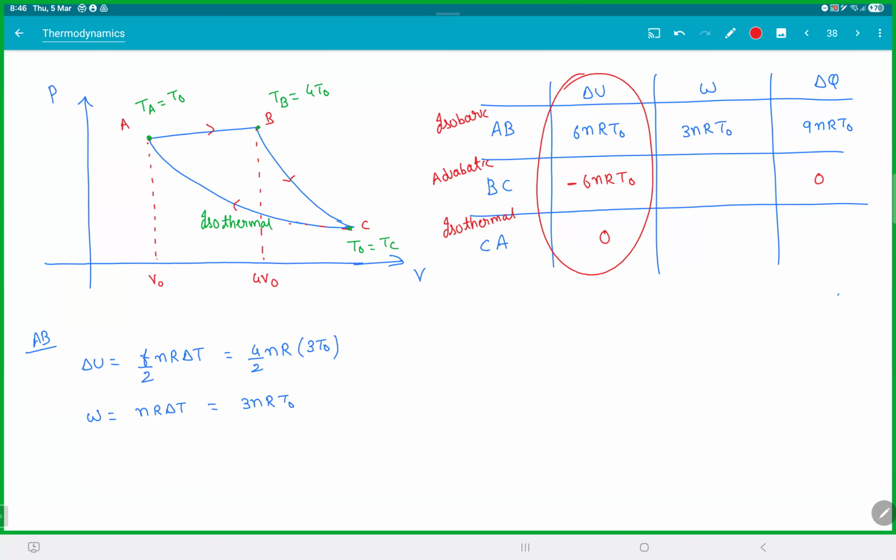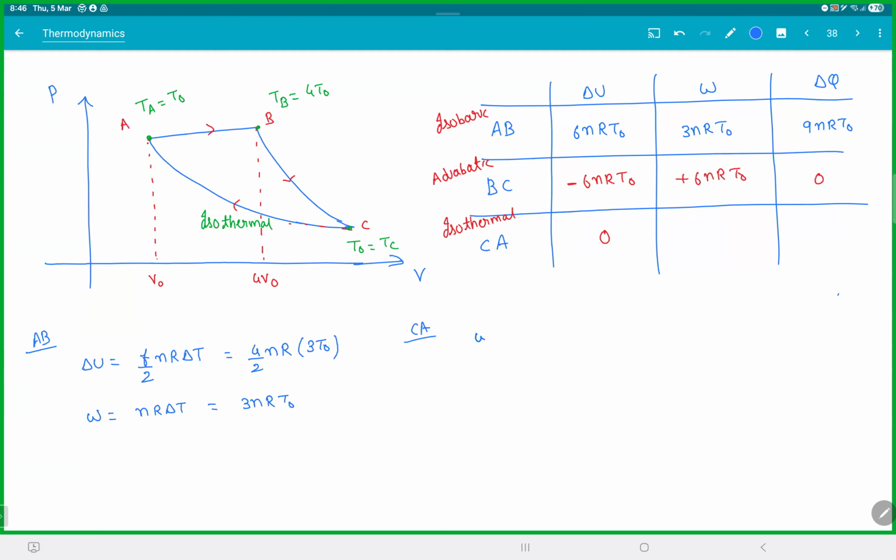The delta U in a cyclic process is 0. And if this is minus 6 nRT naught, then this has to be plus 6 nRT naught. Why? Because delta U plus W is 0. Can you see? Without solving anything for BC, it popped up. And what about C to A?